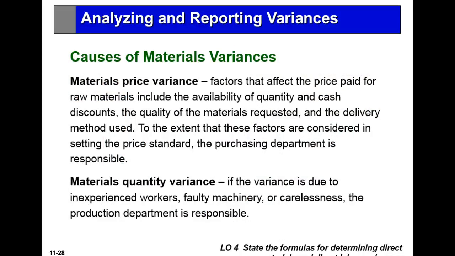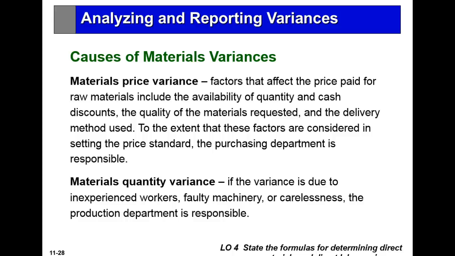Why would material variance be altered? Factors affect the price paid for raw materials, including availability of quantity, cash discounts, the quality of the materials, the delivery method. All of these factors need to be put into thought in setting the price standard. The material quantity variance, if the variance is due to inexperienced workers, faulty machinery, or carelessness, then that's a problem, right? They're using too much of them.